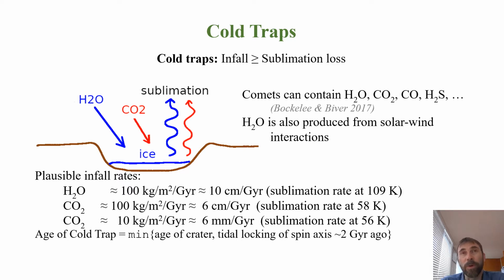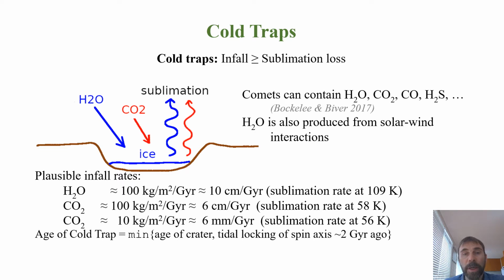So, for example, for H2O, 100 kilograms per square meter per gigayear, that'd be 10 centimeters per gigayear, is easily plausible, and that would be the sublimation rate at 109 Kelvin. Now, there are other loss processes as well, but sublimation is a hugely important one, so it's a determining factor for accumulation of a volatile.